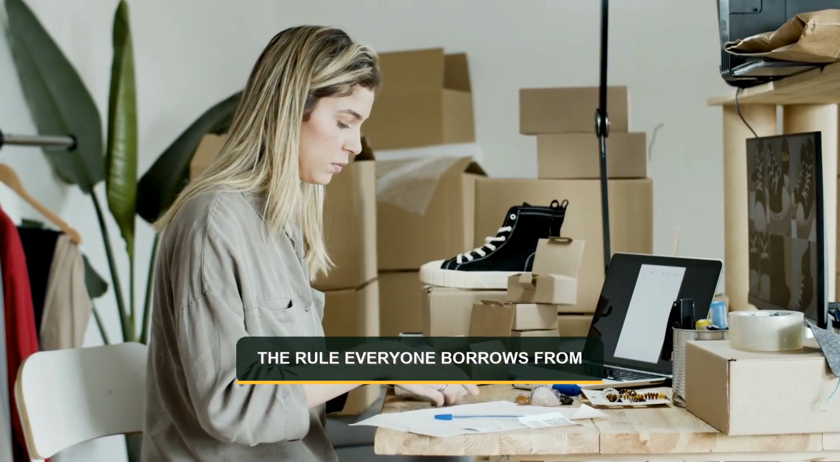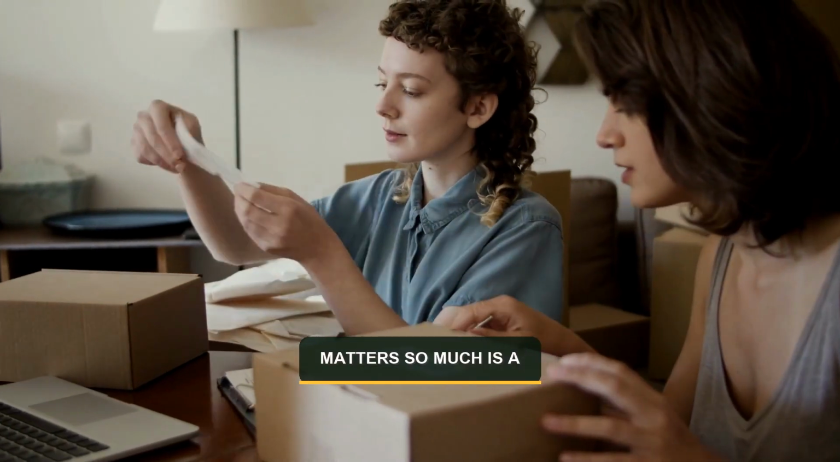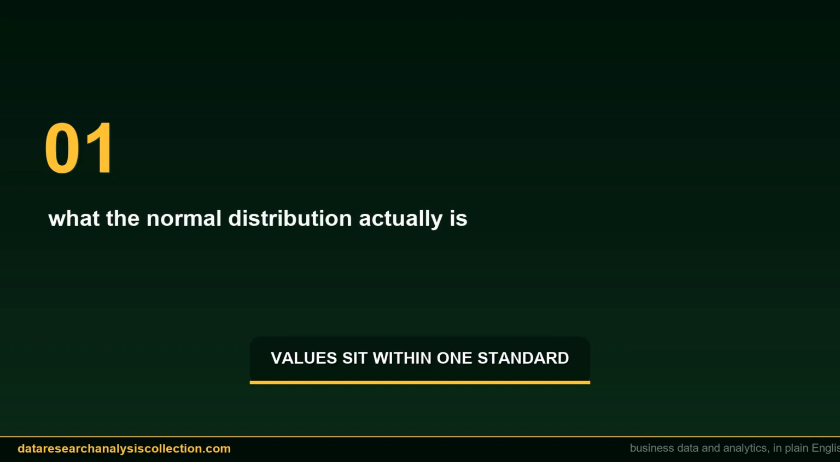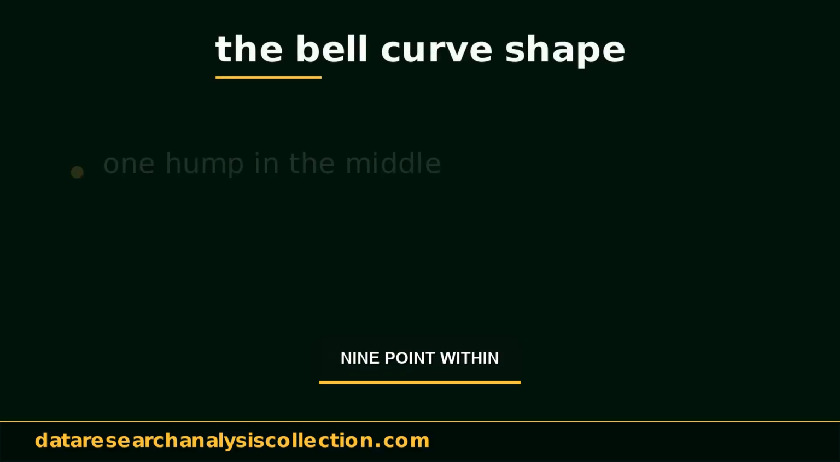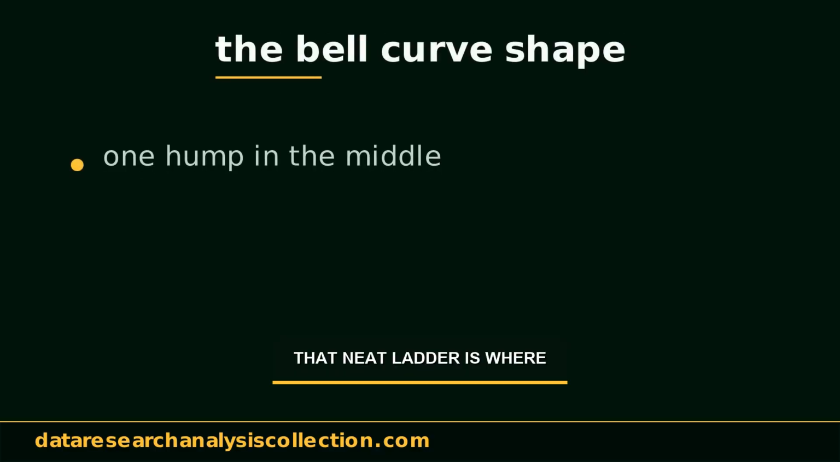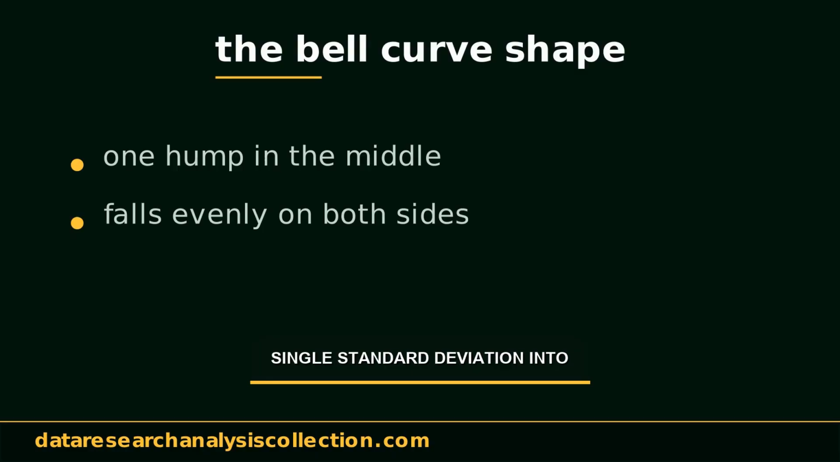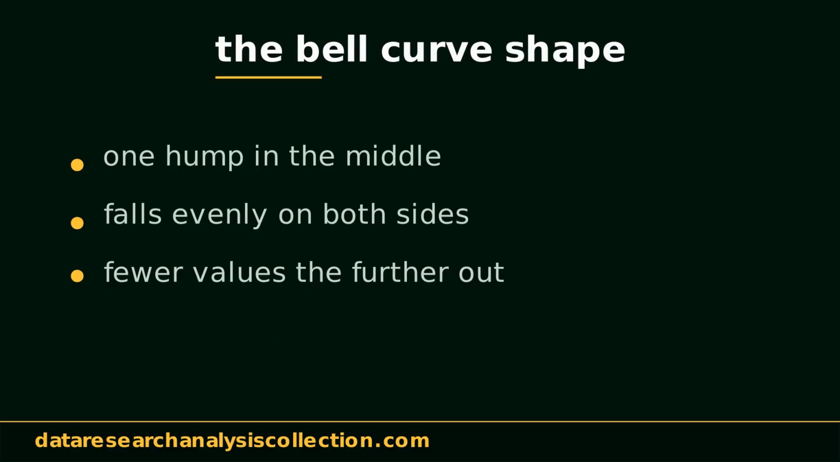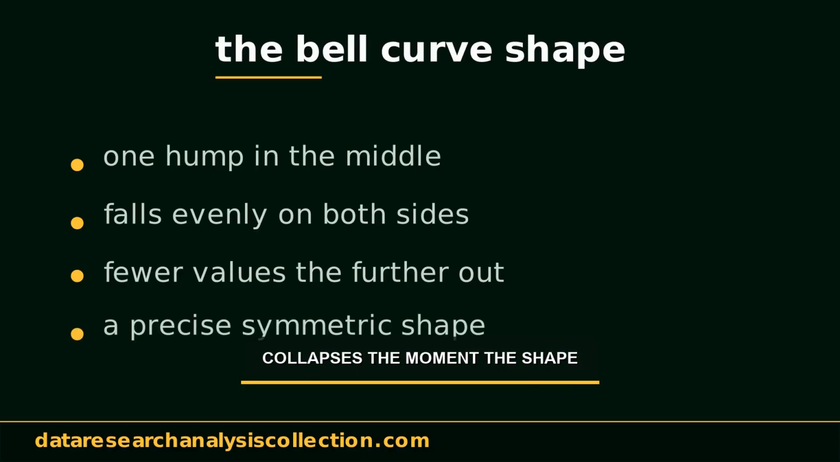The rule everyone borrows from it. The reason this shape matters so much is a rule you have already met. On a normal distribution, about 2/3 of your values sit within one standard deviation of the average, about 95% within two, and very nearly all of them, about 99.7%, within three. That neat ladder is where the 2/3 rule comes from. And it is genuinely powerful because it turns a single standard deviation into a map of where almost every value should be. But read that opening phrase again. On a normal distribution. The whole ladder is built on the shape, and it collapses the moment the shape is wrong.